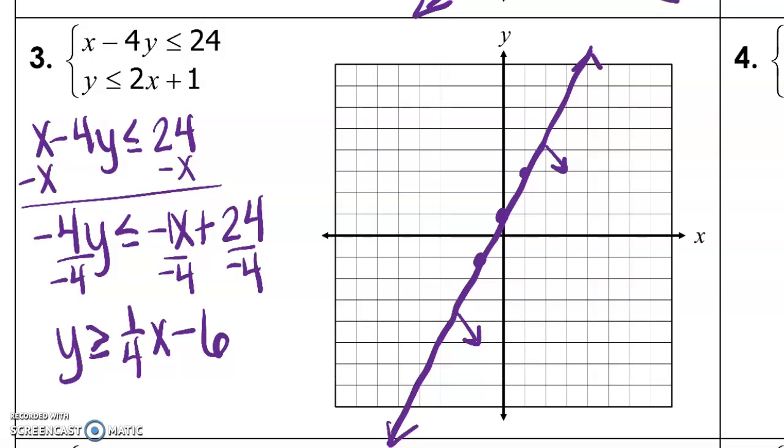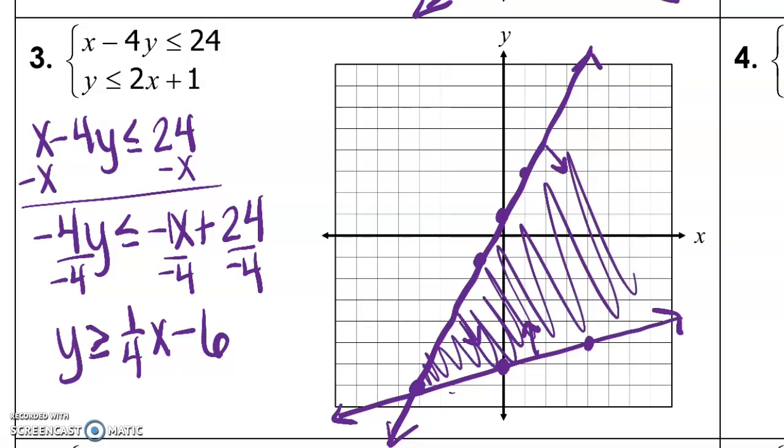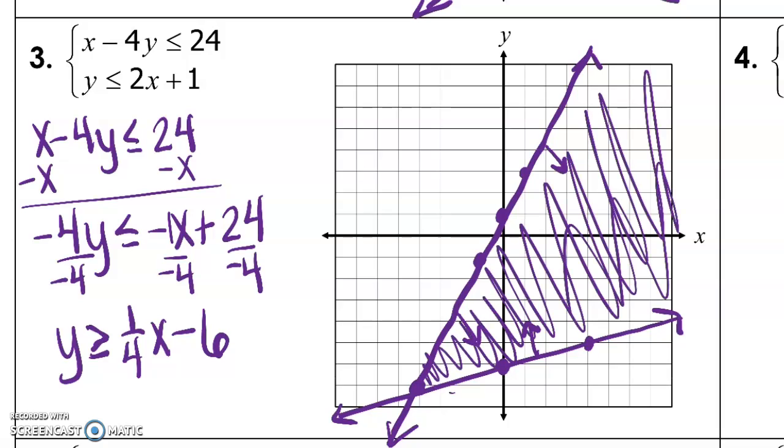So I go down 6, and then up 1 and right 4. I can go down 1 and left 4. Another solid line because it's an or equal to. Again, make sure we put our arrows on the end. This is a greater than, so this would be above this line. You can see this alleyway right here is where we would shade.